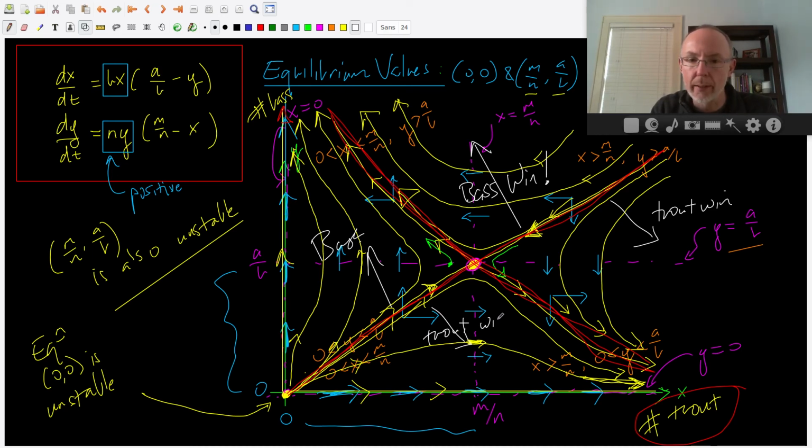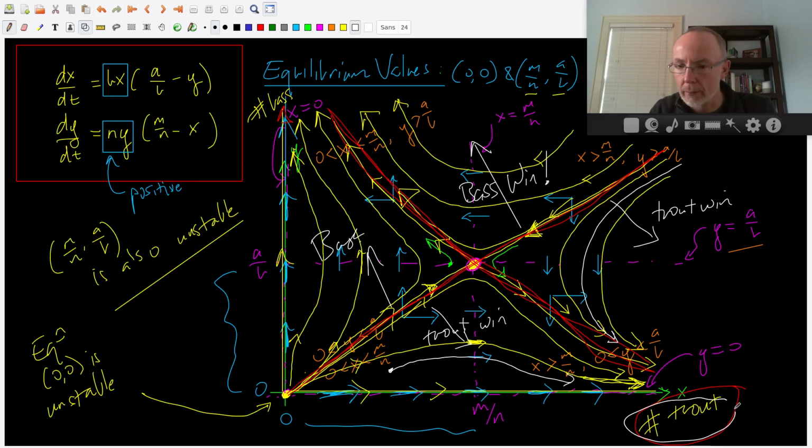Because every single starting point, every single initial value in here is going to end up trending along the x-axis eventually. Even if you're starting up here, you're eventually going to end up trending down towards the x-axis. Towards the x-axis means the number of trout is going to infinity and the number of bass is going to 0. So, back to our original question.